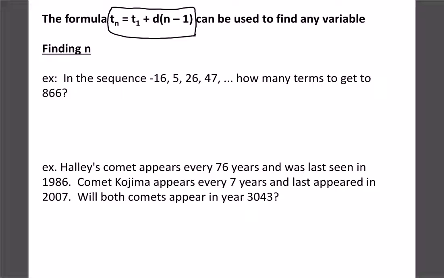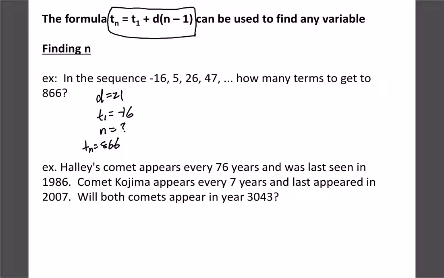So our first example, we have our sequence. You can see we're going up by 21 each time. So let's put that down. We have a difference of 21. We have a term 1 of negative 16. And the question is going to say find N in order to get to our last term of 866.